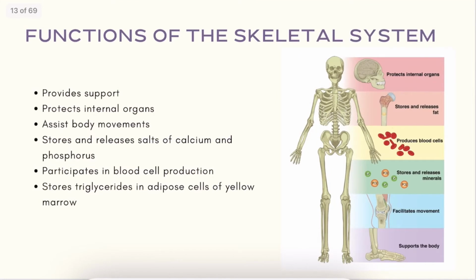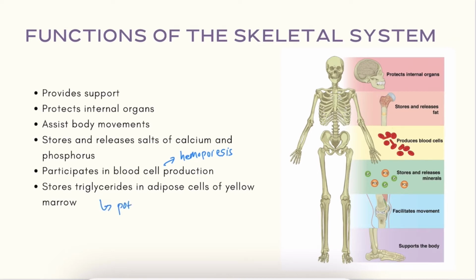We are now going to talk about the functions of the skeletal system. The skeletal system has 6 important functions. First, it provides support as a structural framework. Second, it protects internal organs such as our brain and heart from injury. Third, it assists body movements in conjunction with muscles. When muscles contract, they pull bones to produce movement.